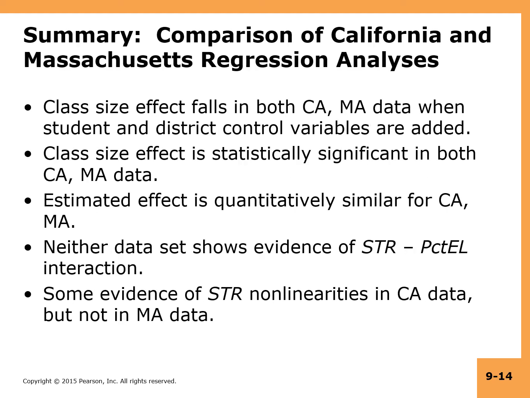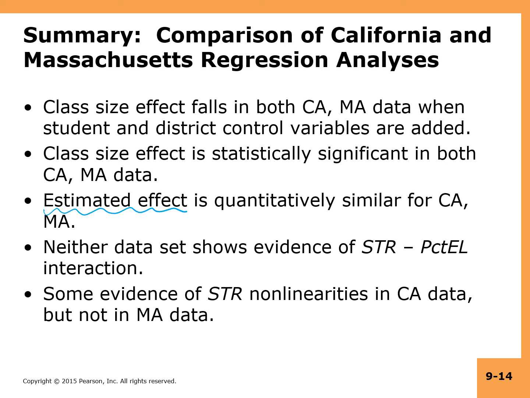So to compare the results from Massachusetts to those from California, we found that the class size effect falls in both California and Massachusetts when student and district control variables are included in the model. We also found that the class size effect, or student-teacher ratio coefficient, was statistically significant in both of these data sets. And in fact, the estimated effect, or the size of the coefficients, was similar in both states.